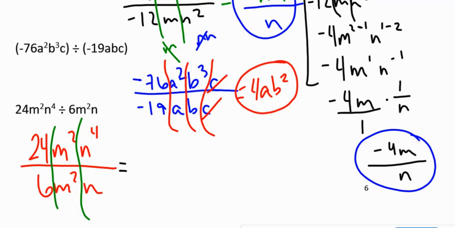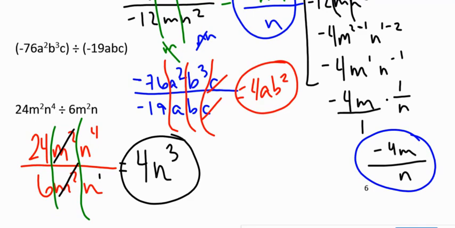24 divided by 6 is 4. M squared over m squared, anything divided by itself is 1. So we don't need to put a times 1 here. We can just cancel those. And then n to the 4th over n to the 1st is the same thing as n cubed. So 4n cubed.